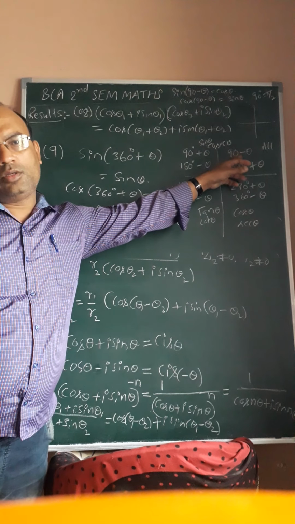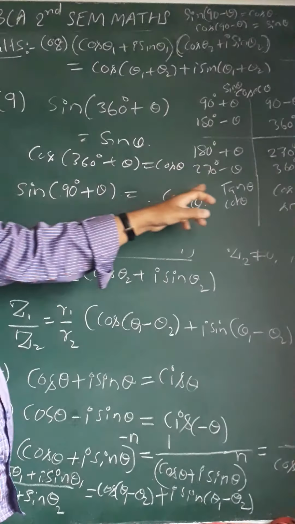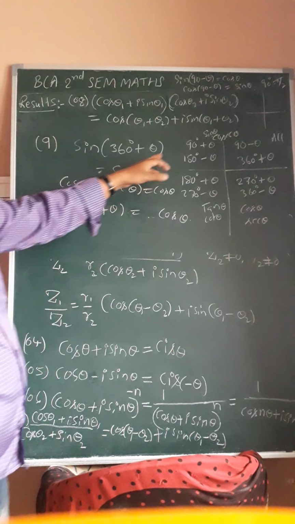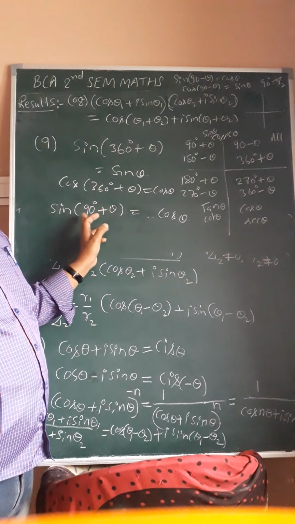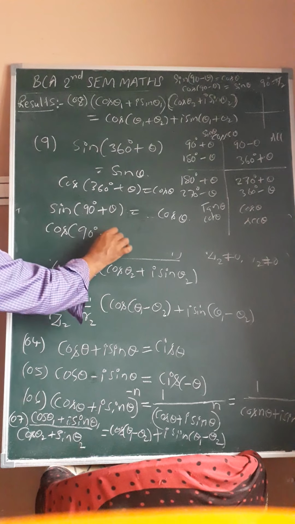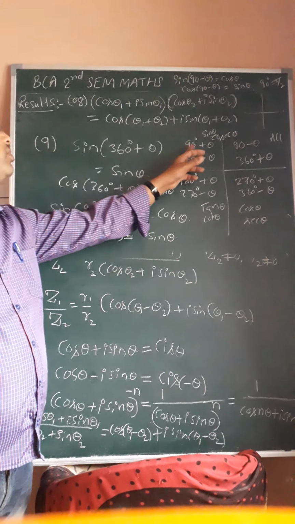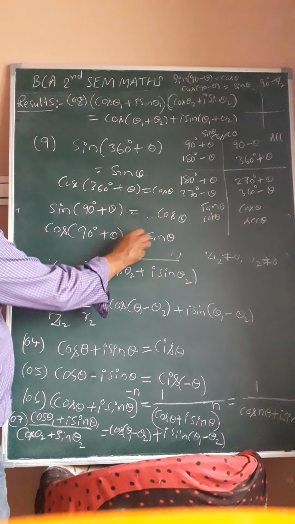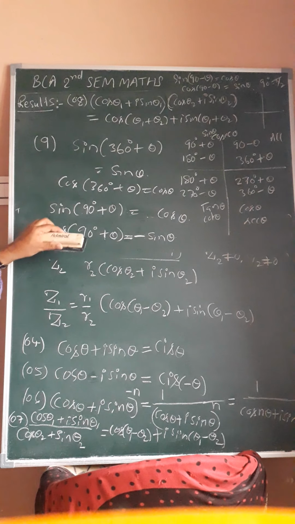In the first quadrant, all trigonometric ratios are positive. In the second quadrant, sine theta and its reciprocal cosecant theta are positive. In the third quadrant, tan theta and its reciprocal cot theta are positive. In the fourth quadrant, cos theta and its reciprocal secant theta are positive. 90 plus theta comes in the second quadrant. Here sine is positive, so the result we get is cos theta, positive. Cos of 90 degree plus theta also changes the ratio to sine theta; in the second quadrant only sine and cosecant are positive and the other ratios are negative. So these are some results which you may come across while solving problems.